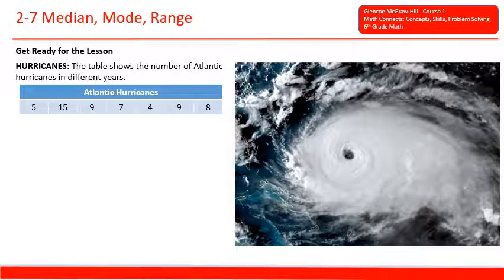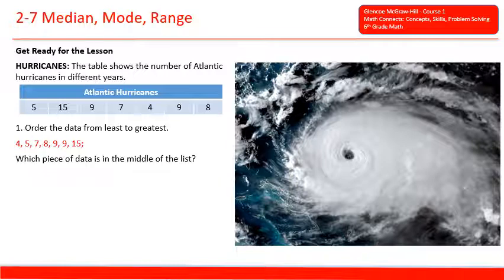Hurricanes. The table shows the number of Atlantic hurricanes in different years. So there's the data in the table. Order the data from least to greatest. So we're just going to put that in order. And then which piece of data is in the middle of the list?